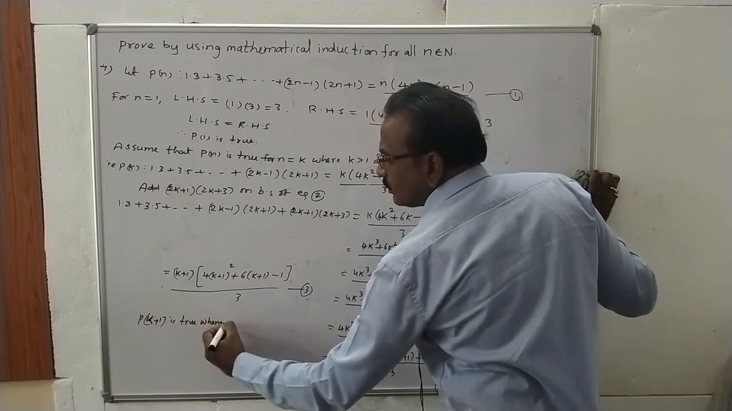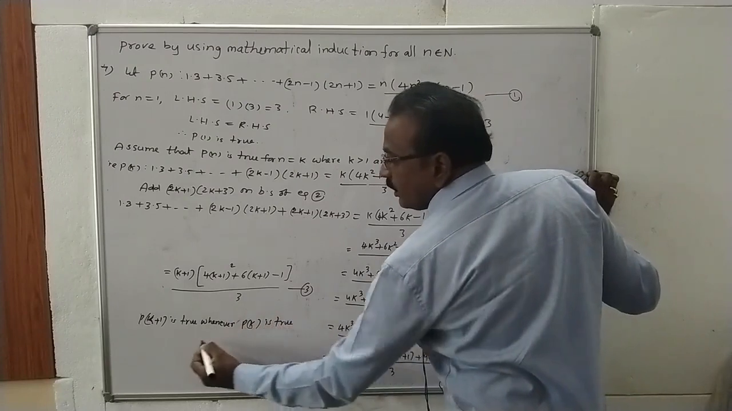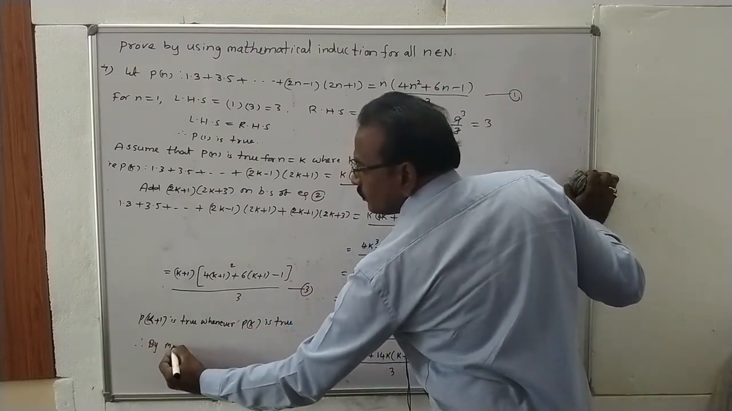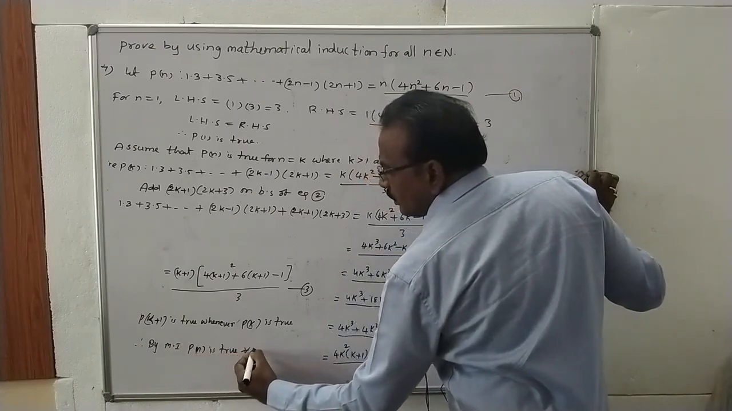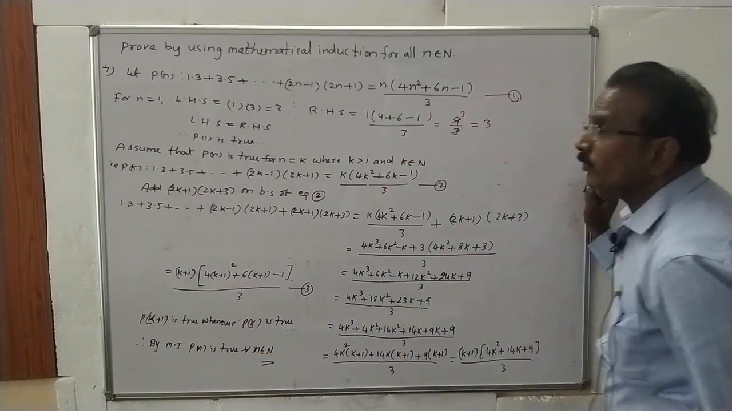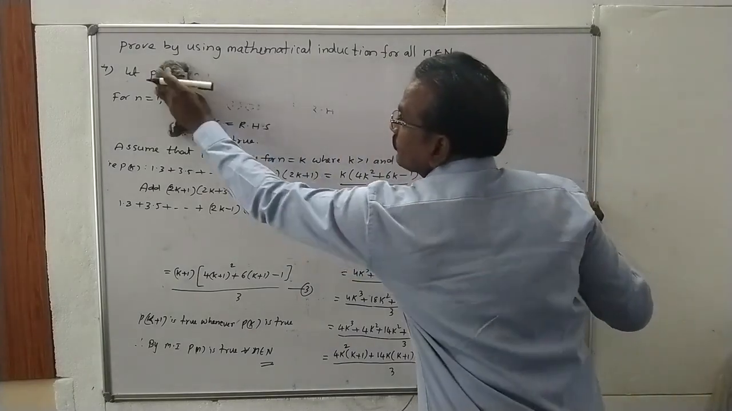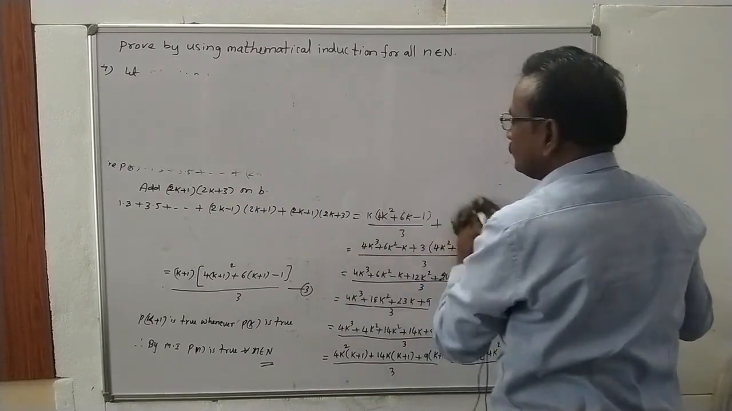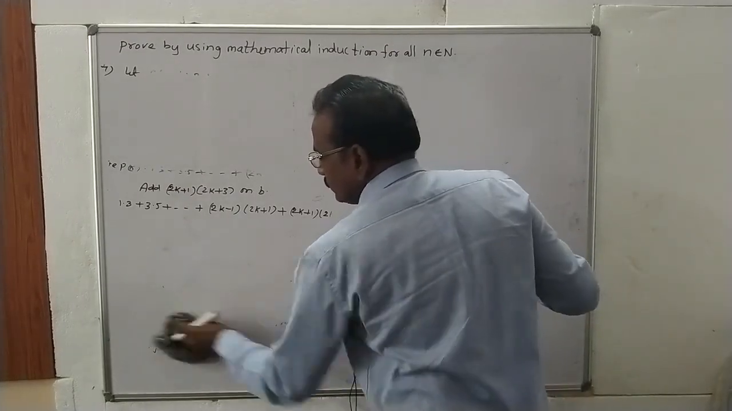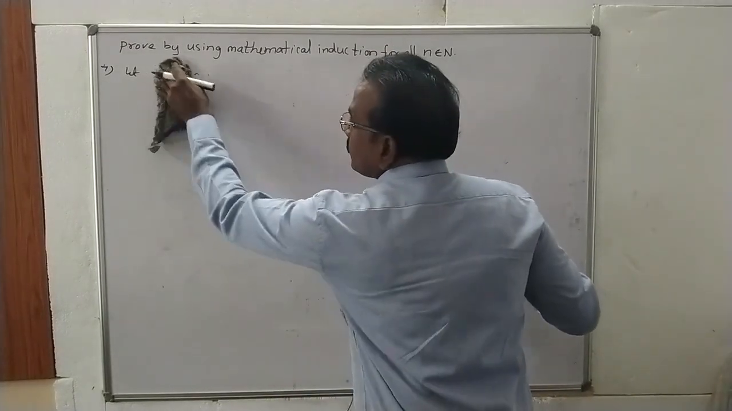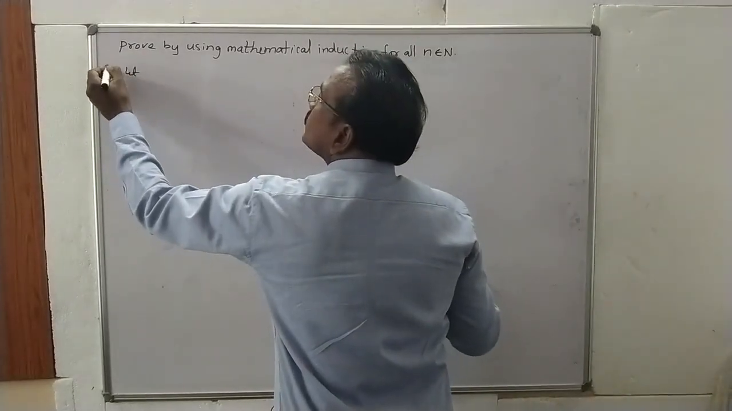whenever p of k is true. Therefore by mathematical induction, the given statement p of n is true for all n belongs to N. So this is the proof of the 7th question. Next, question number 8.